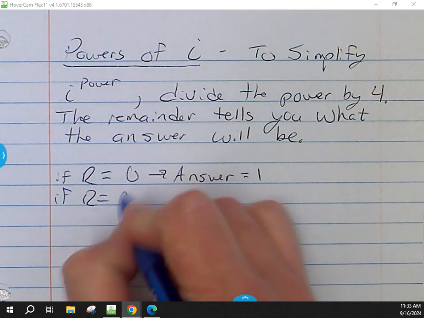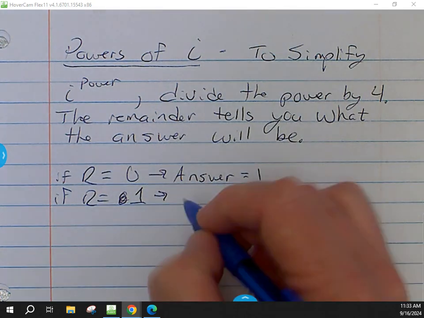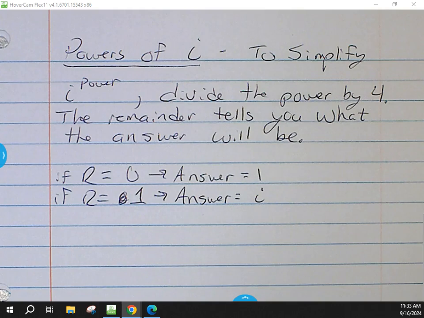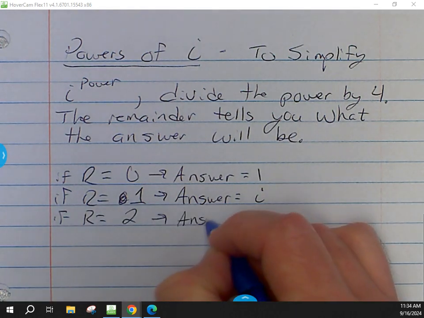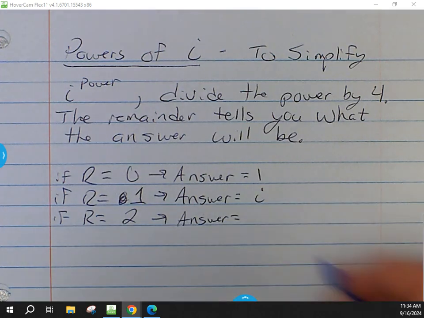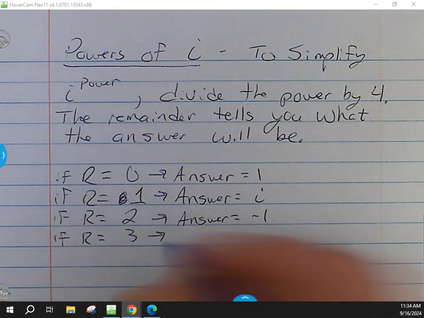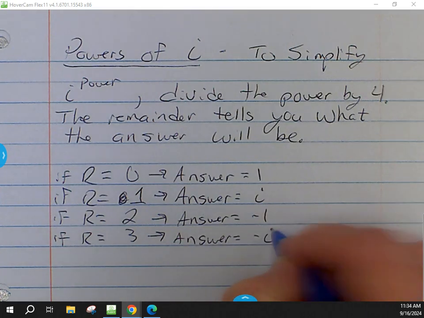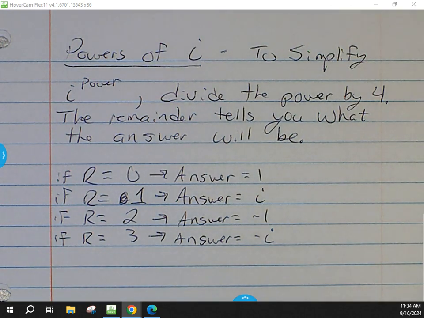If your remainder equals 1, then your answer equals i. If your remainder equals 2, your answer is going to be -1. And if your remainder is 3, your answer is going to equal -i. Okay, so that's if you're doing it by hand.